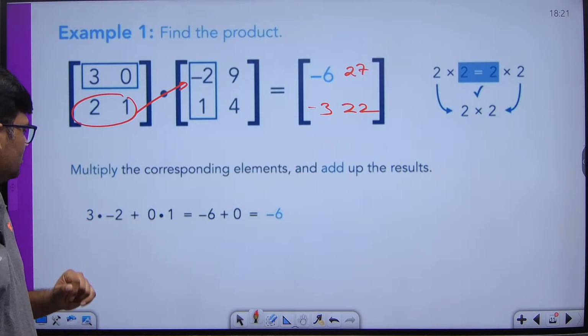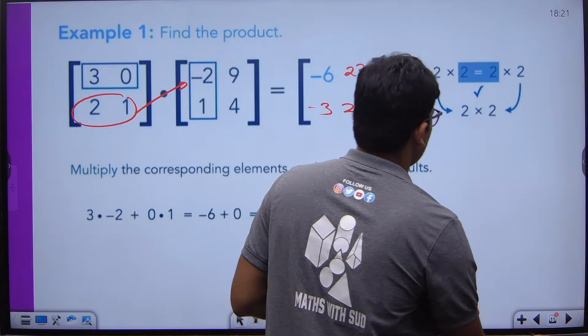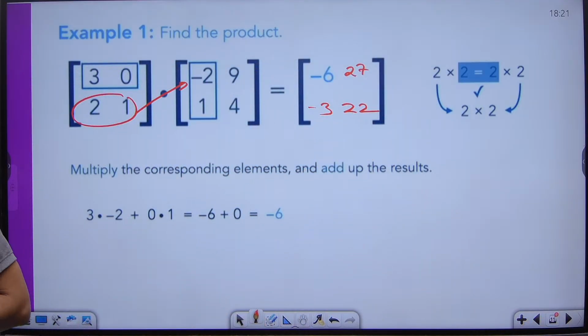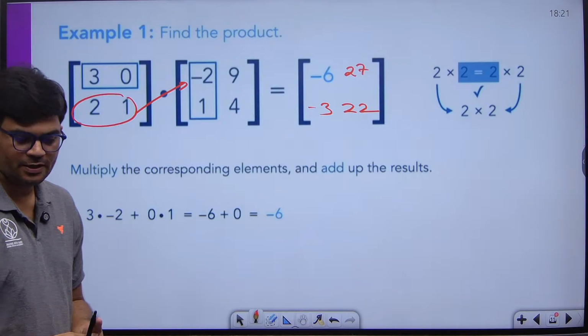That's it. Okay. You can write this as well. Take the example, write the example and write it. We will do more of the examples from the textbook as well.